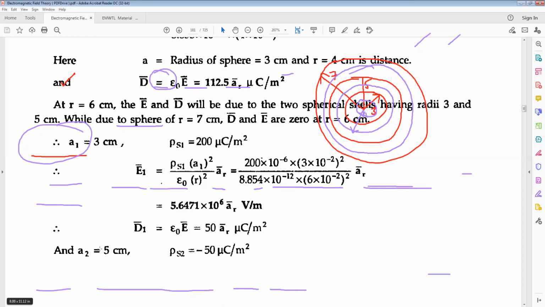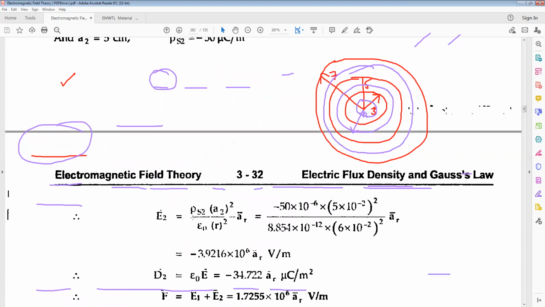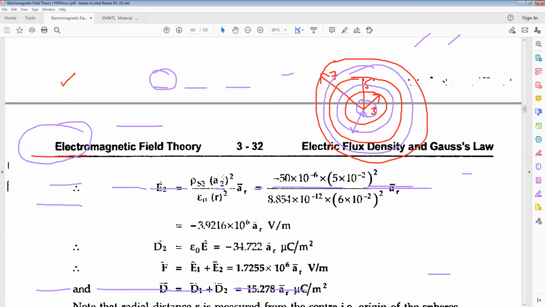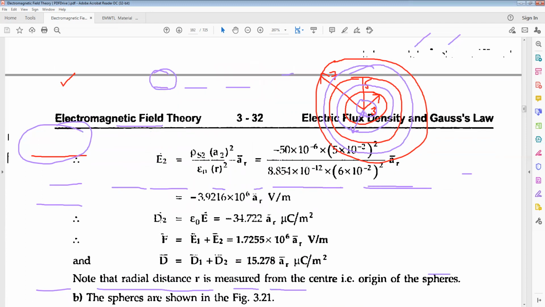And R2 is equal to 5 centimeters. These are the 3 centimeters A value. And we can get the E2 and the D2. When the A2 is 5 into 10 to the power of minus 12, we get the E2 and the D2 also.